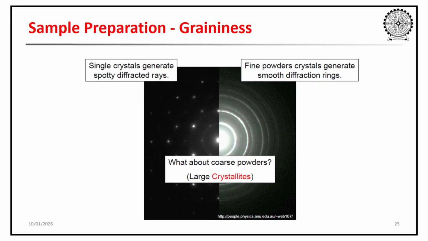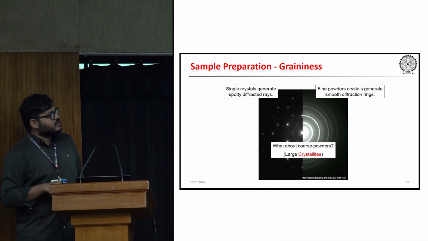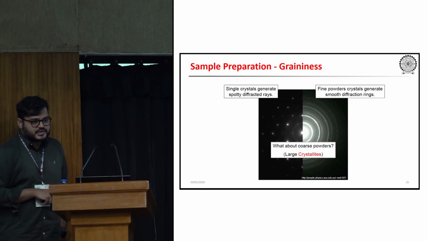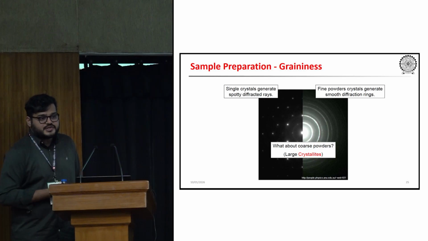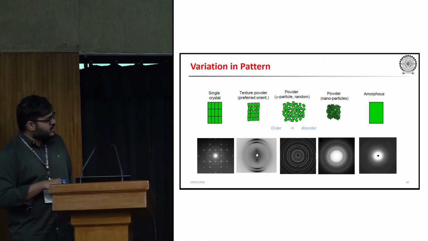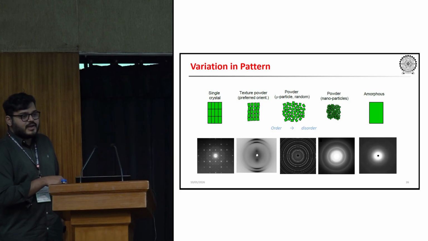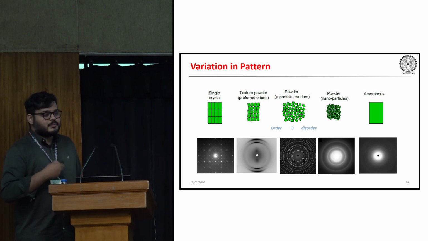If the sample is not ground correctly, you can see that you are having large crystallites. Single crystals are going to produce these spotty diffracted rays, whereas fine powders or crystals are going to generate very smooth diffraction rings. So we want these smooth diffraction rings. We don't want any graininess. For example, if you have a single crystal, again, you see these discrete points. Whereas if you have a textured powder, there is some preferred orientation. You can see for the same diffraction circle, there are points of higher intensities and then points of very low intensities, right? Certain planes are being represented more.